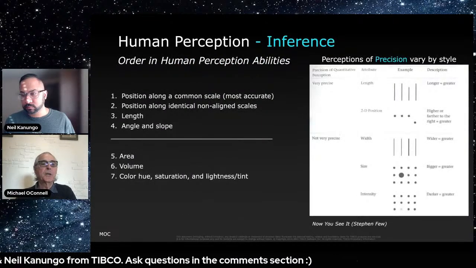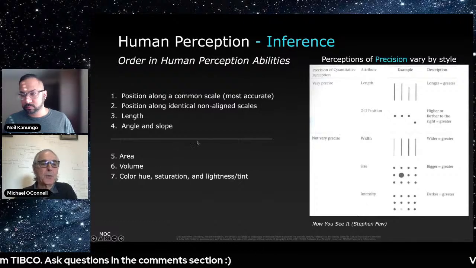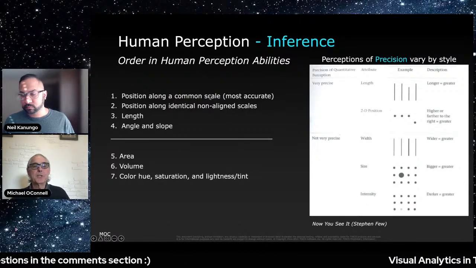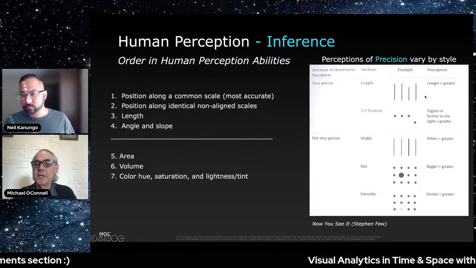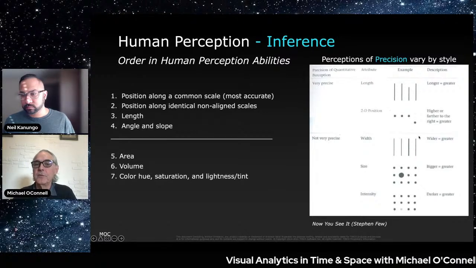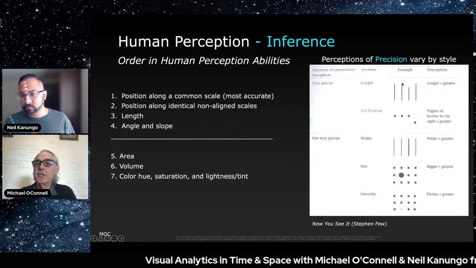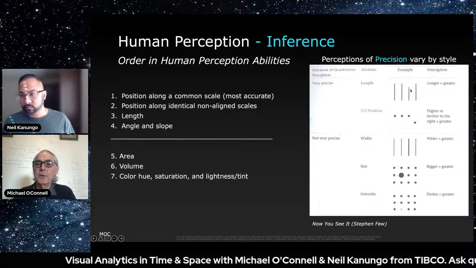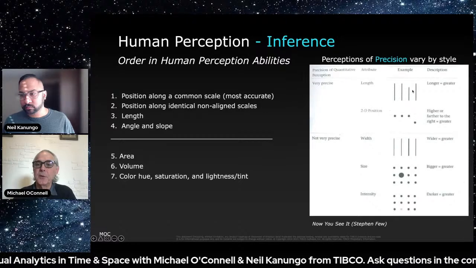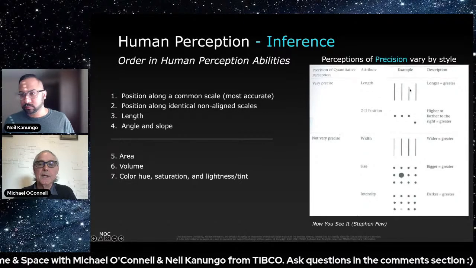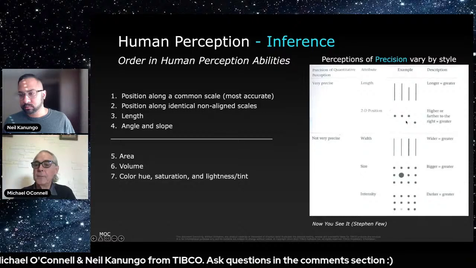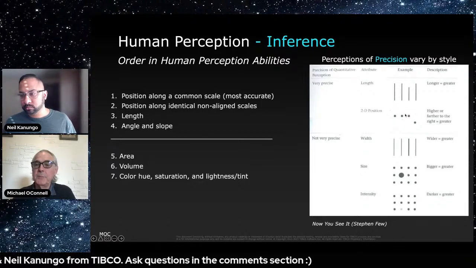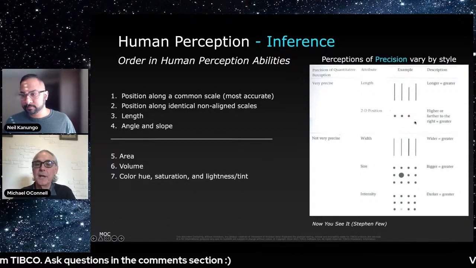So just to quickly go through these, the order of human perception abilities: position on a common scale is most accurate. This is a screenshot from Stephen Pugh's book. You can see how longer is greater, and you can be quite precise at determining the difference between those lines. 2D position, again, is pretty precise for looking at the difference there.